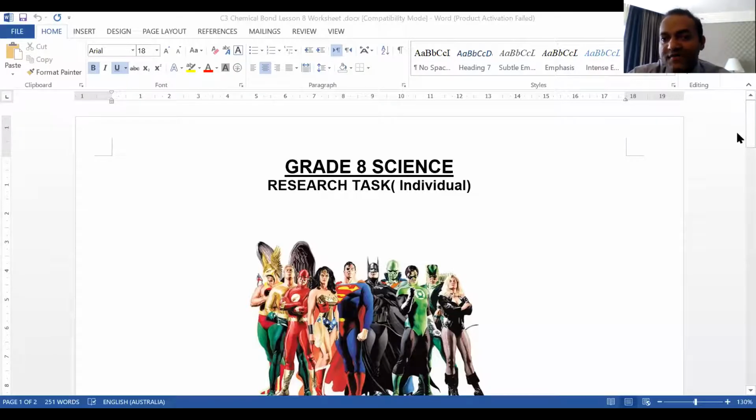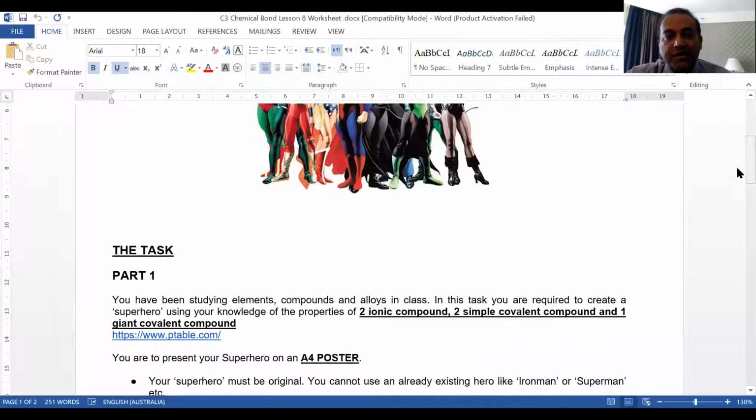Now, and beside this, I want to show you, I also have, so this is a recent one I just gave to my lower grade, but this time I use some different ways. I said, this is individual work. You have to use some of your ideas that you know from all these superhero characters that they watch in the movies. Okay. So you'll be studying element and compound and alloy. In this task, you are required to create a superhero using your knowledge of the properties of two ionic compounds, two simple covalent compounds, and one giant covalent compound.